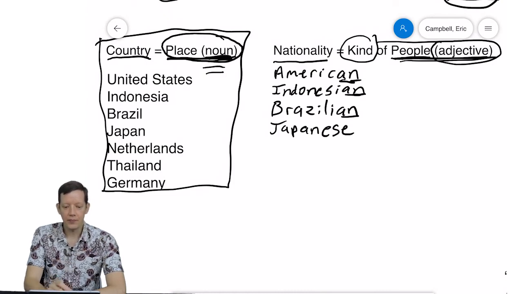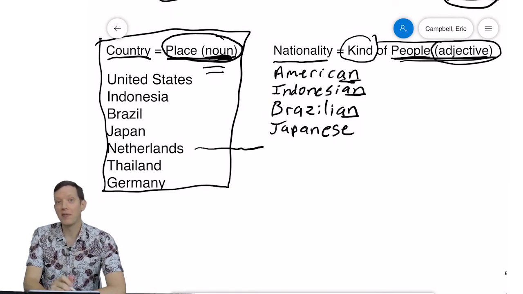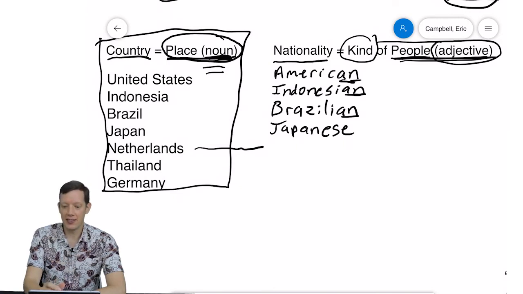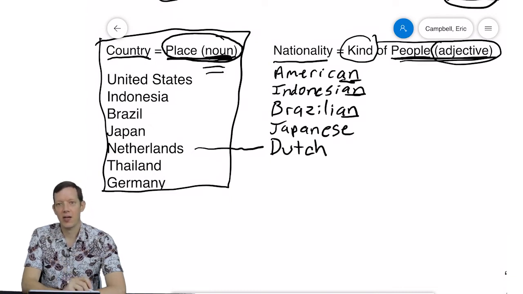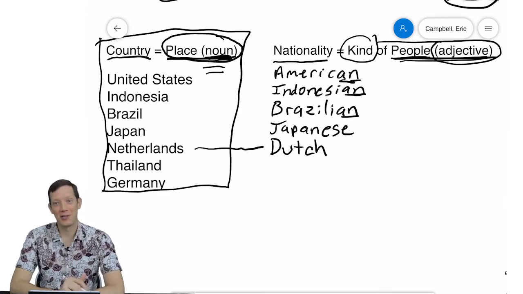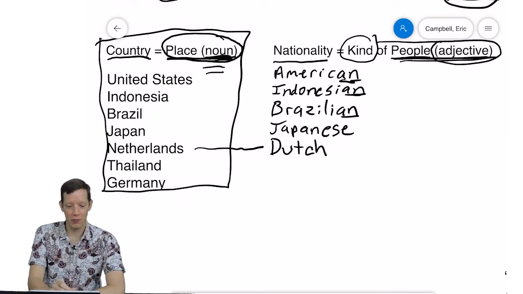Japanese. Okay, the Netherlands. In my opinion, this is one of the most difficult ones because the name of the country and the name of the people are nothing alike. The name of the country is the Netherlands, but the people are Dutch. D-U-T-C-H. So this is one of those reasons why you just have to memorize nationalities. You can't always follow a system of rules.